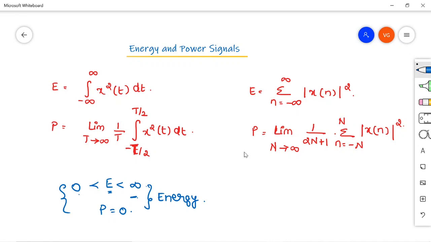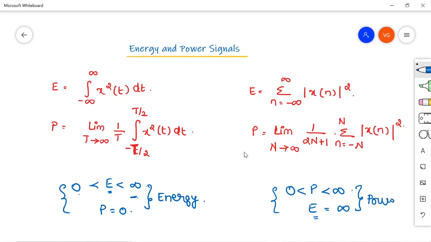The signal is said to be a power signal if and only if the average power content of the signal is a finite quantity. That is, the average power should be finite. And one more condition here is that the total energy contained by the signal should be equal to infinity. So all the power signals will have energy as infinity here.